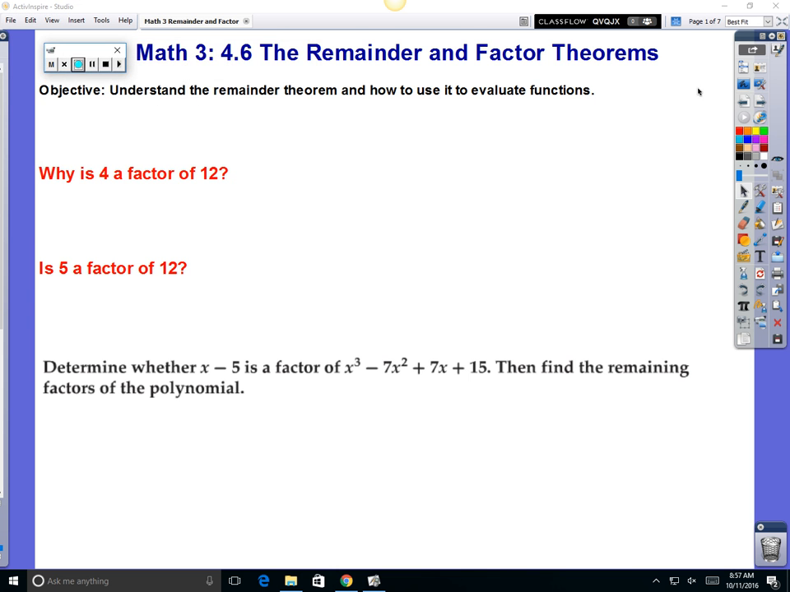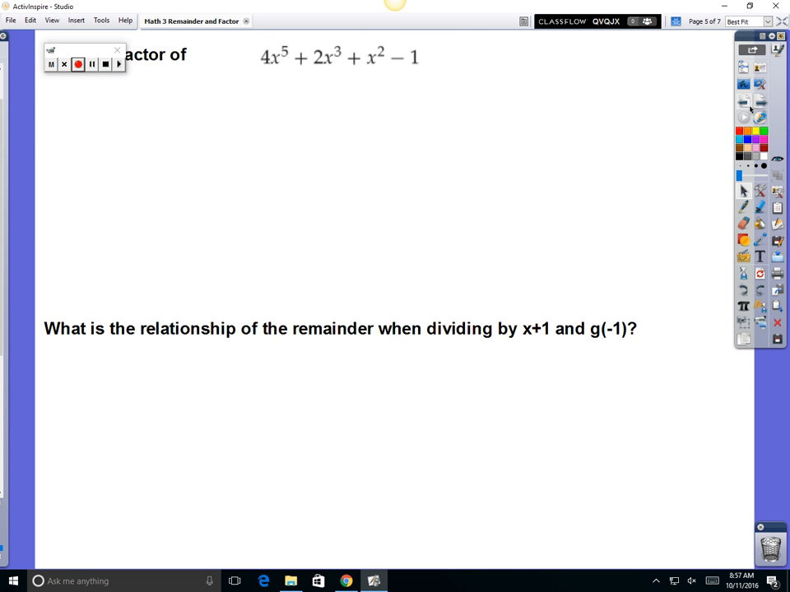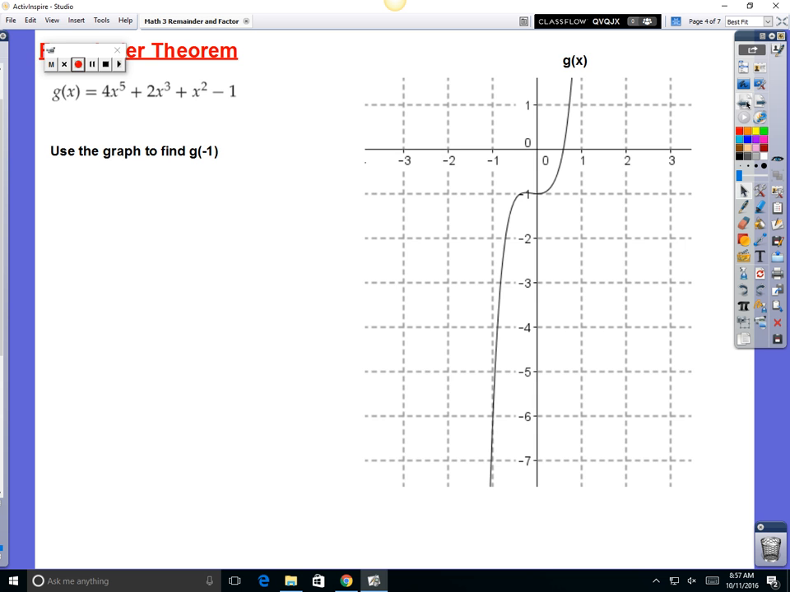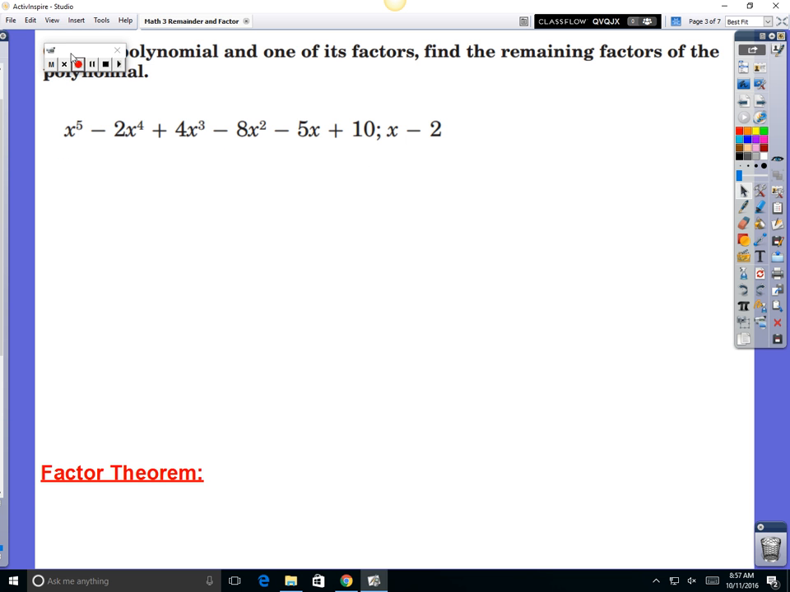Okay, let's review this. We got to the factor theorem. So, what is the factor theorem? What do we put? What you got, Andrea? Factor theorem is what? What is it? What'd you put down? Factor theorem.